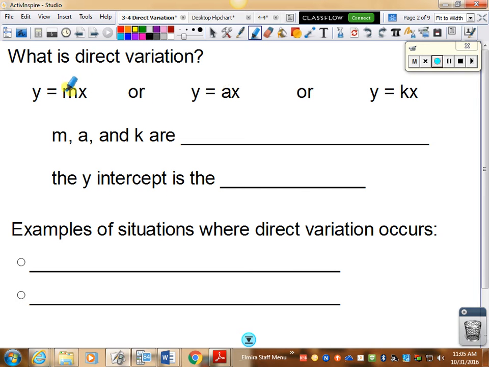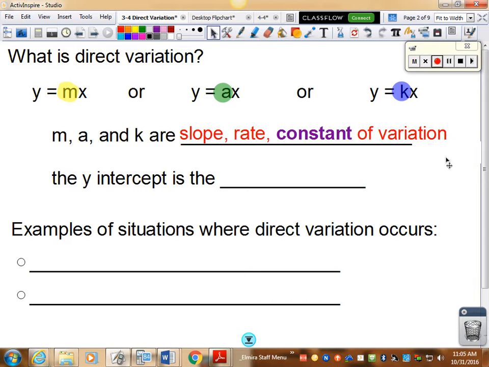What's different is that sometimes they use m. Sometimes you'll see a. Particularly a I included because it's on the graphing calculator next year. They will represent the slope with the letter a on the calculator. And in specific situations, sometimes they represent it with k. But they all are the same exact thing. They all represent the slope. Why do they use different letters? I don't know. But they all are the same.